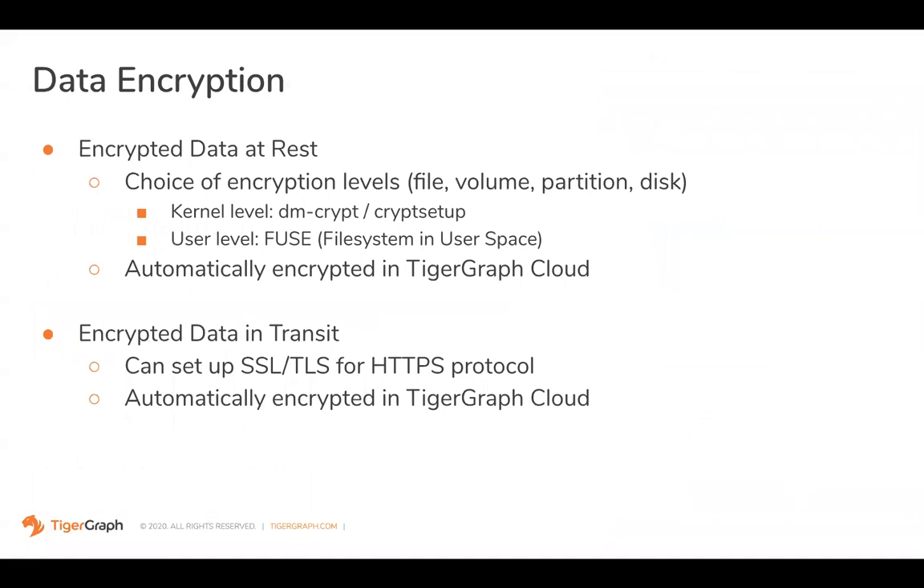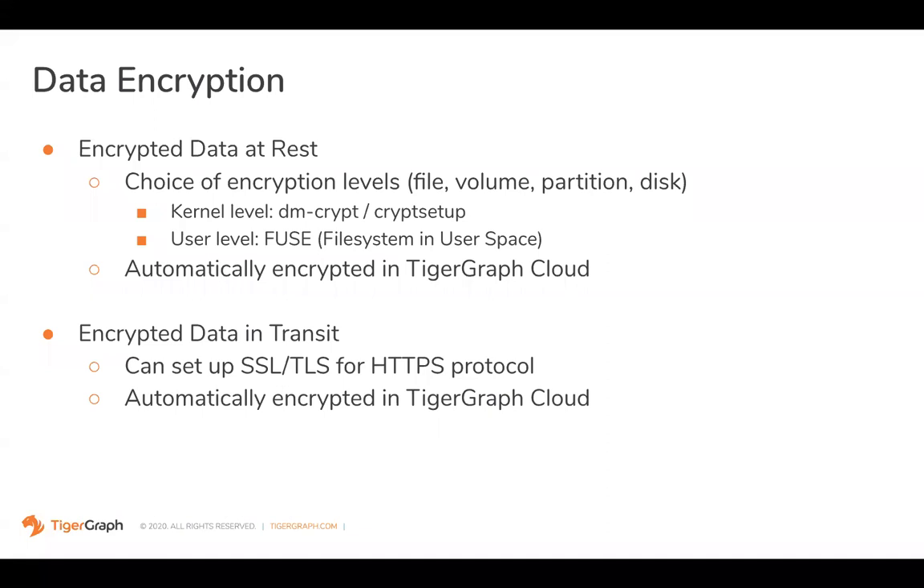So I'm going to move on to data encryption. We're generally talking about security. Obviously this is very important to a lot of users, and there are two basic things that enterprises need. They may want the data to be encrypted when it's stored at rest, as we say, and also when it's being sent from one place to another, encrypted in transit. For at rest, we give you a choice of several different encryption levels. It could be file level, volume, partition, or disk. And we give you a choice of techniques you can use.